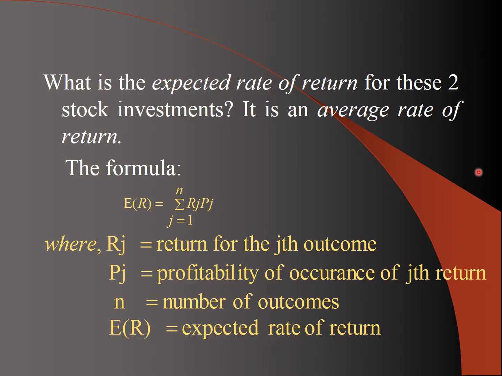I'll go through the formula first and then we'll go ahead and calculate the expected rates of returns for Kelly Services and U.S. Telephone. So the formula for the expected rate of return is right here, where the expected return is equal to the return that occurs in each state of economy times the probability that that state of economy will occur. And you multiply the rate by the probability and then sum them up and you get your overall expected rate of return. So let's go ahead and calculate one.